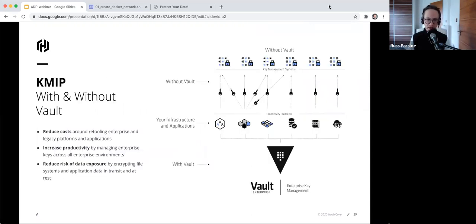This is kind of a nice diagram. We see at the top we have all of these different key management systems to support all the various kinds of infrastructure and applications that we have. But using something like KMIP, which is a standard that these systems actually support, we can consolidate all of those systems to a single central audited capability as well.